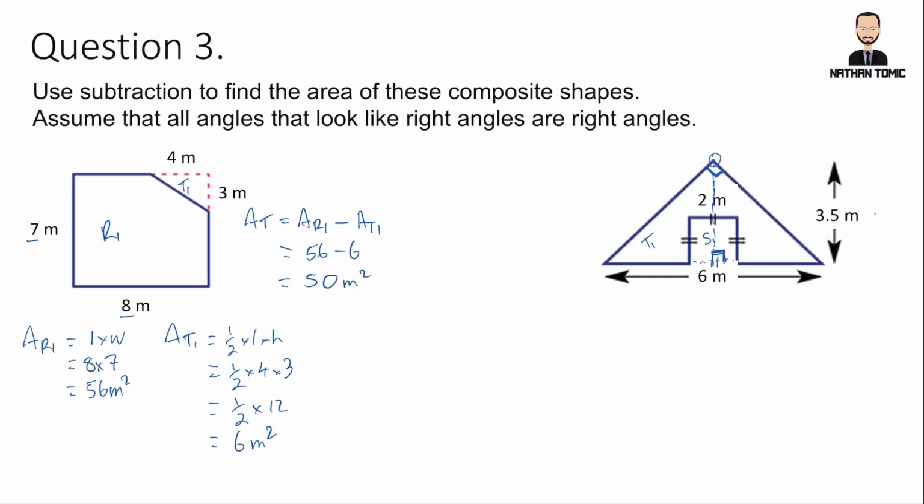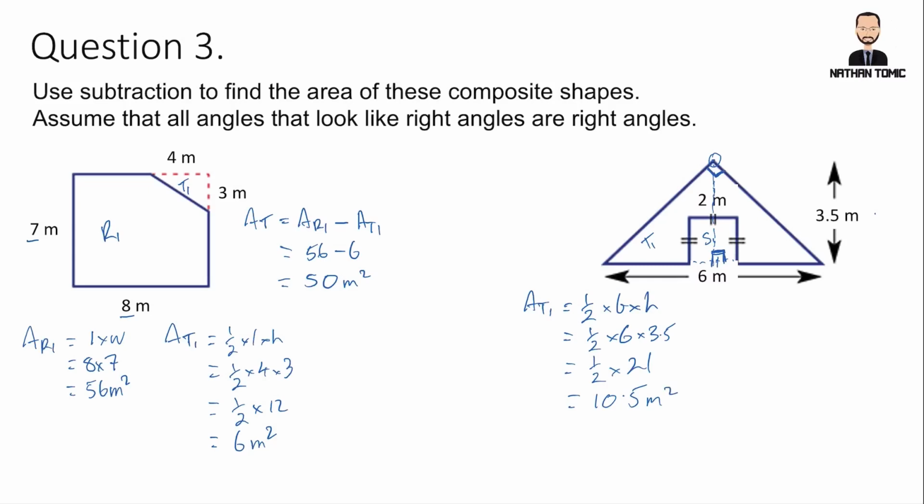So we have our base and our height that we need to find the area of a triangle. So the area of T1 that we're nominating as a triangle is equal to half of our base times our height, which in this case is equal to half of base we're saying is 6, multiplied by height, which we're saying is 3.5, which in that case is equal to half of 21, which is equal to 10.5 meters squared. So that is the area of our triangle.